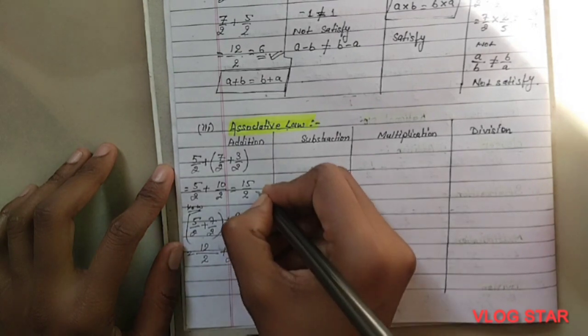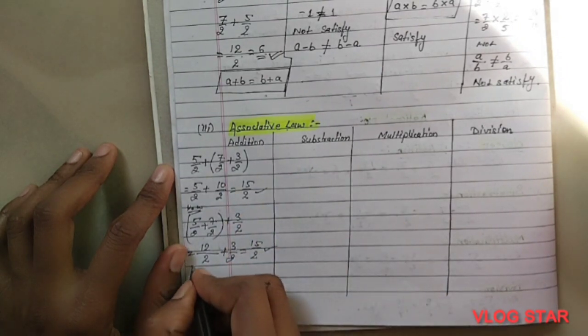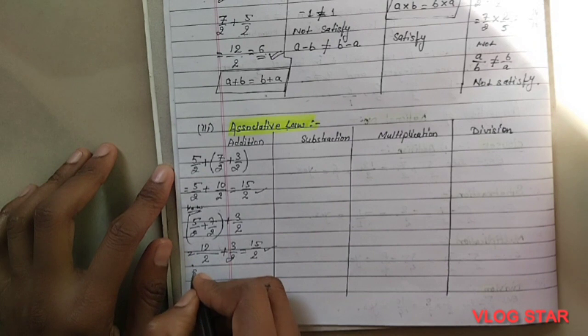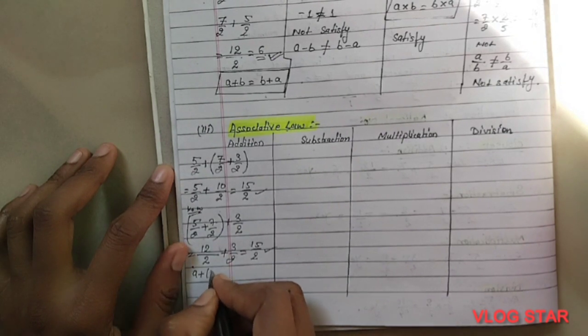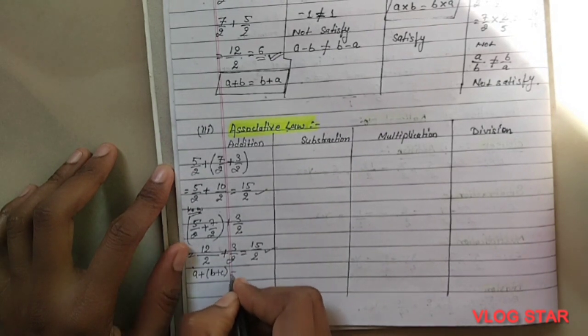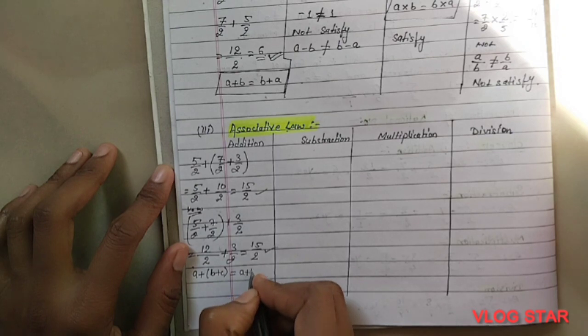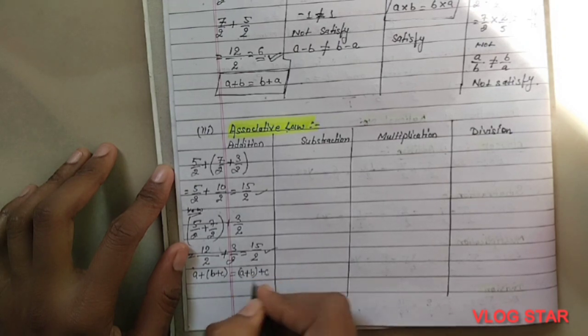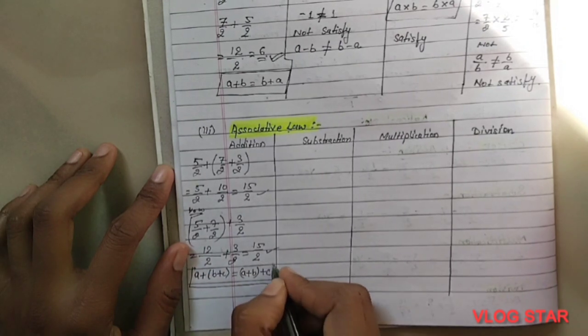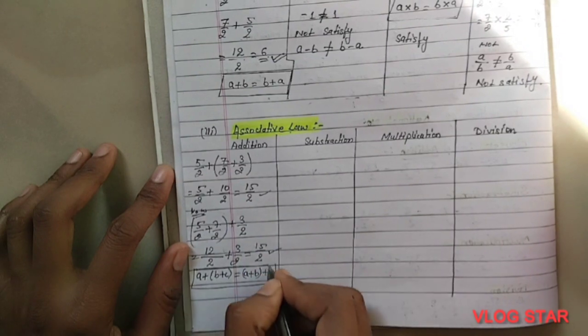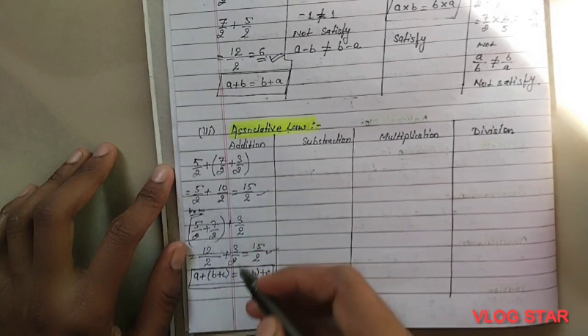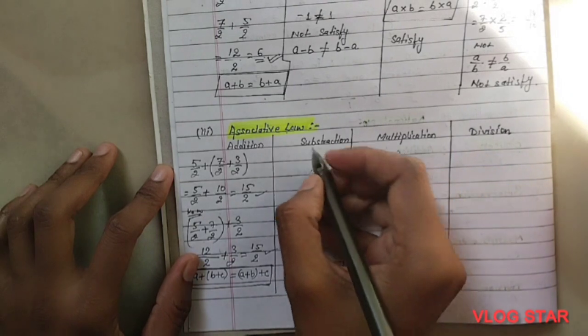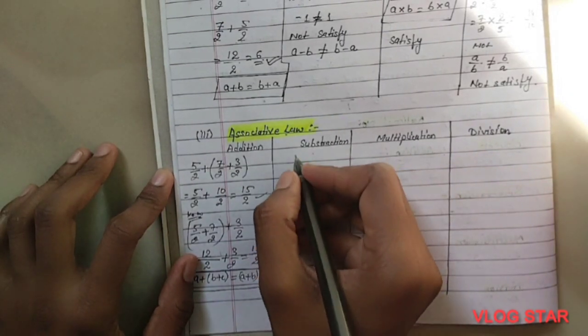Are both the same? Yes, it's the same. In a general form, we write A plus B plus C is equal to A plus B plus C. Both are equal. Then we can say that the associative law of addition is satisfied for rational numbers.